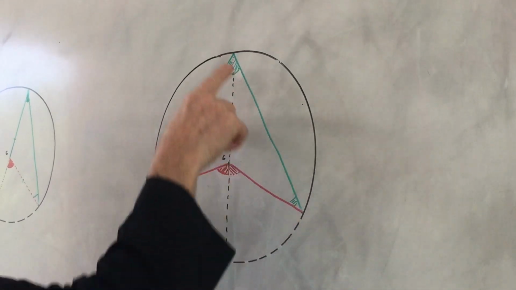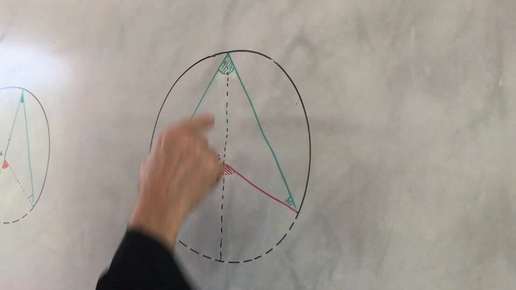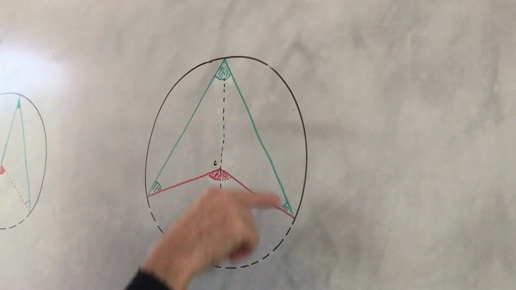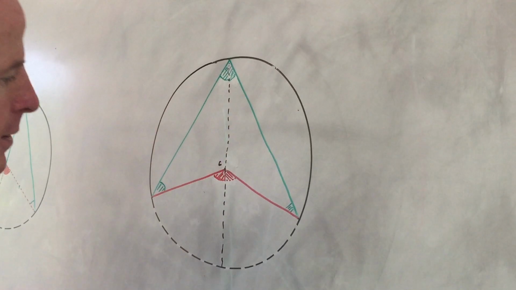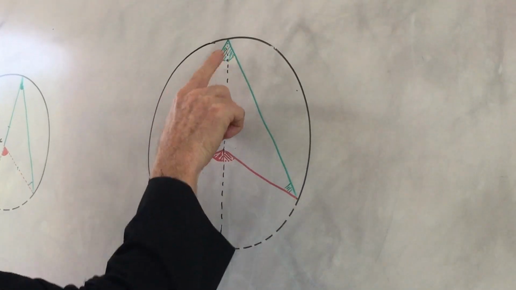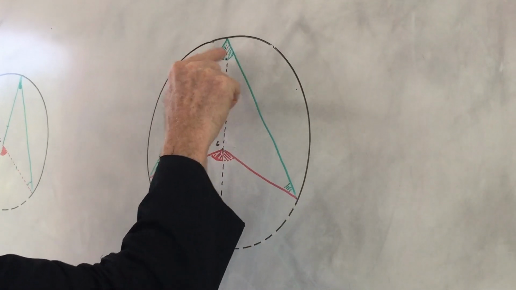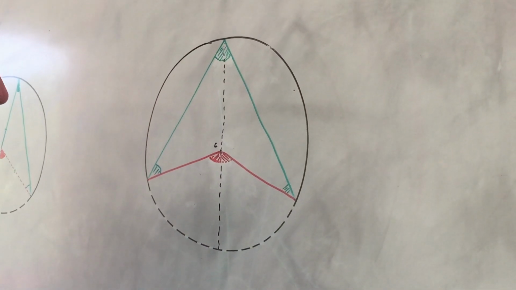But look at these two angles. They're equal to each other because this is an isosceles triangle, because this and this are radii of this circle, and they're also sides of this triangle, making this triangle an isosceles triangle. Therefore, the angles at the base are equal. This is equal to this, which is to say this angle plus this angle is twice one of the angles.